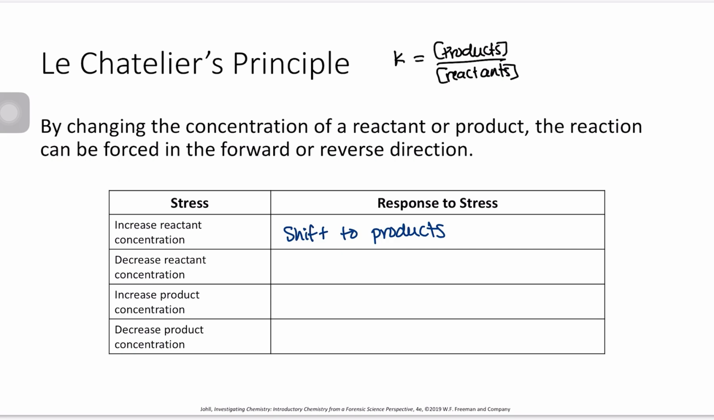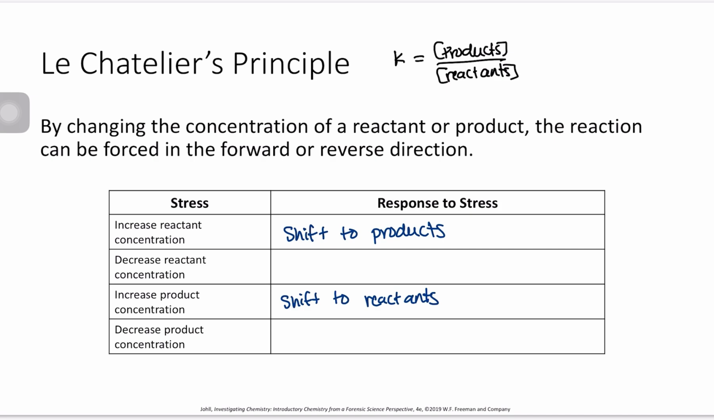If we increase the concentration of the products, that means we make the number on the top bigger, then I'm going to have to make the number on the bottom bigger in order to make K stay constant. So if we increase the concentration of our products, then we'll see a shift to the reactants. Anytime there's an increase, it's going to go to the opposite side.